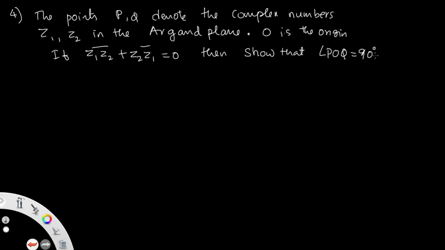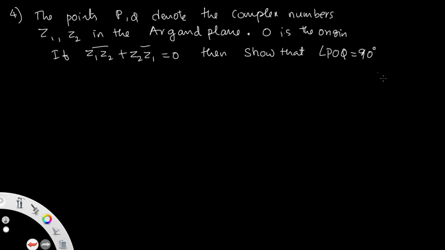So the points in the Argand plane, that is Z1 and Z2, are denoted by P, Q, and O is the origin. The condition given is Z1 Z2 bar plus Z2 Z1 bar must be equal to 0. Then show that angle POQ equal to 90 degrees.